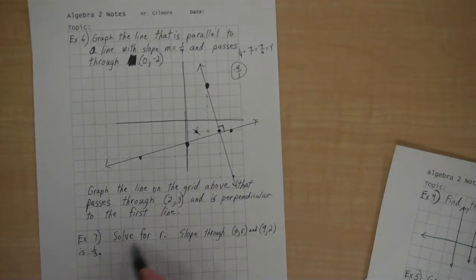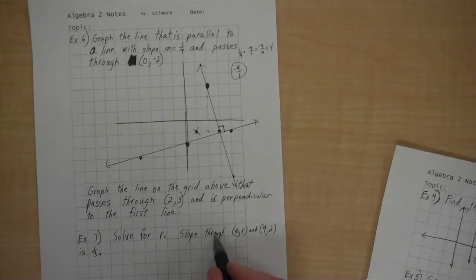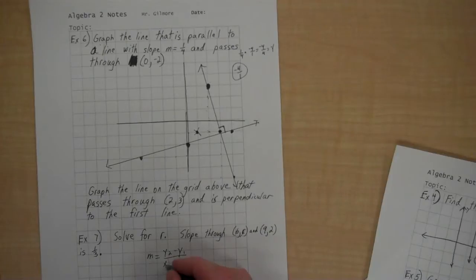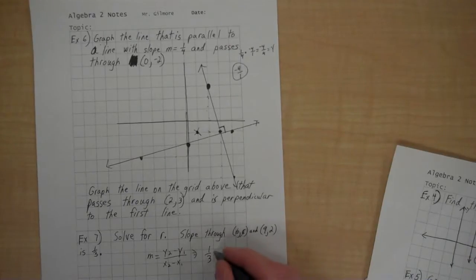Solve for R in this one. The slope through 6, and R is the y-coordinate, and 9, 2 is 1/3. Okay, the slope, remember, was y2 minus y1 over x2 minus x1. Well, if I translate that over here, the slope is 1/3. That's the M.